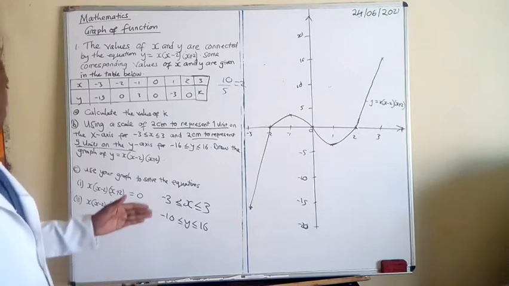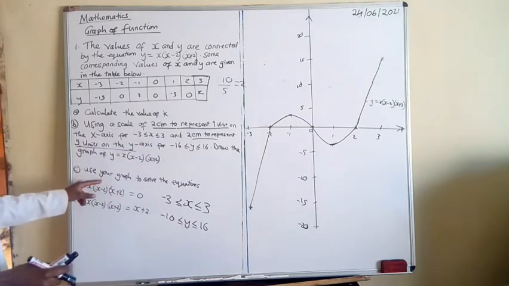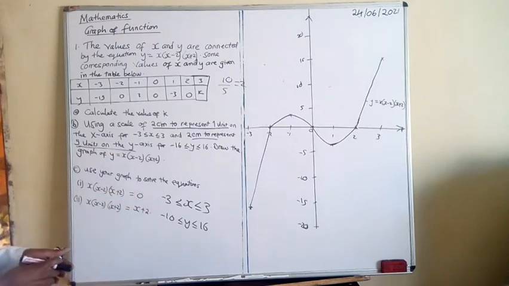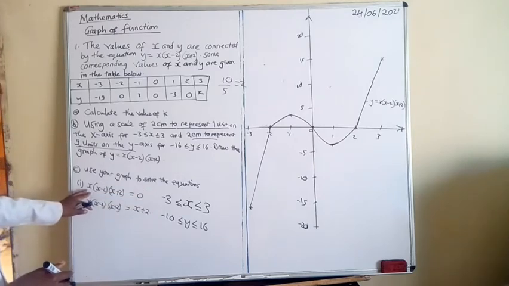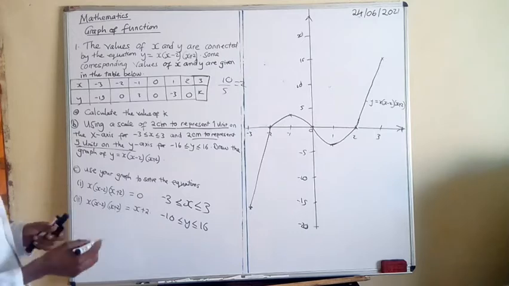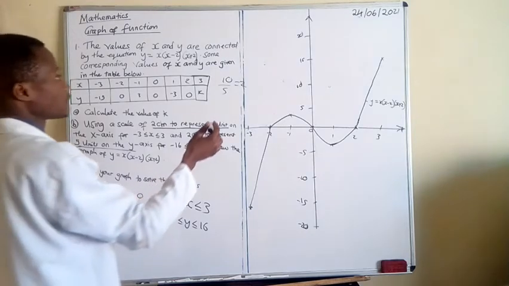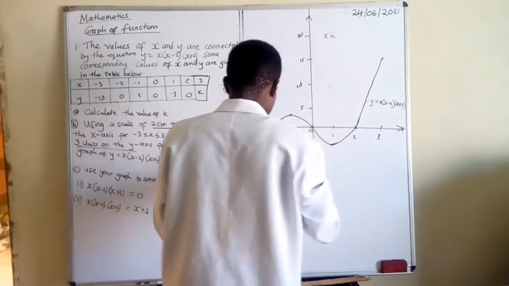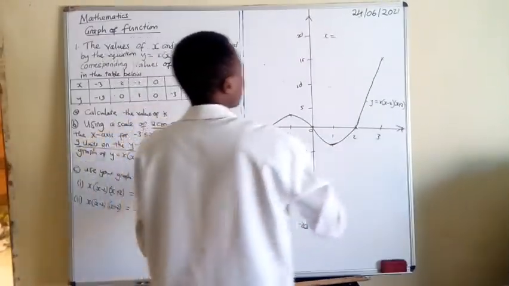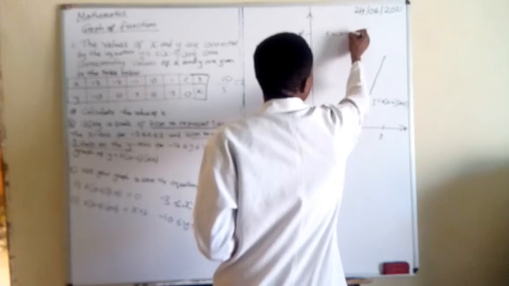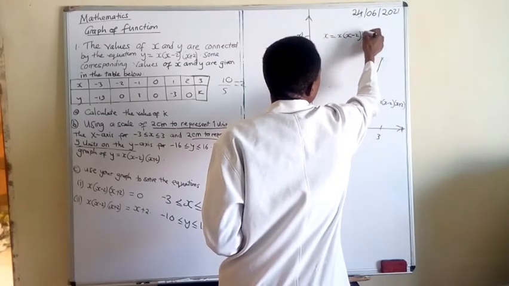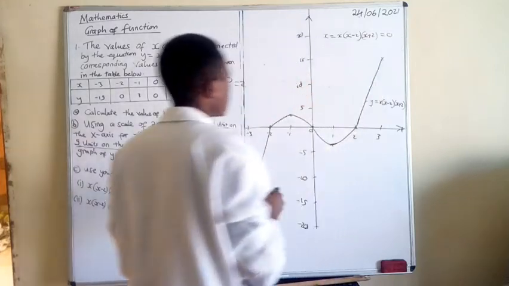Okay, we are done with question B. We go to question C. Use your graph to solve the equation. The first equation is x(x - 2)(x + 2) = 0.